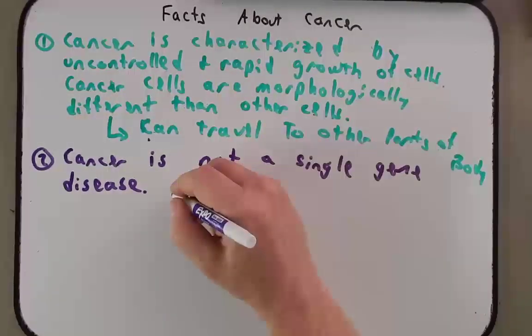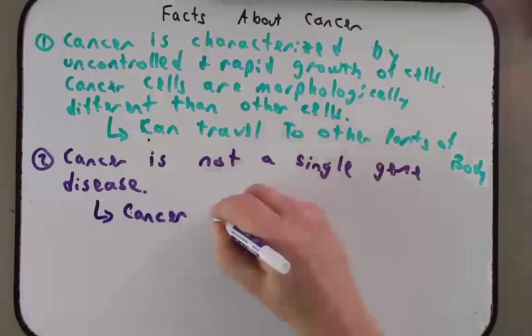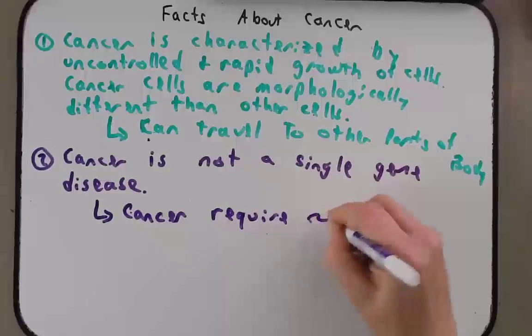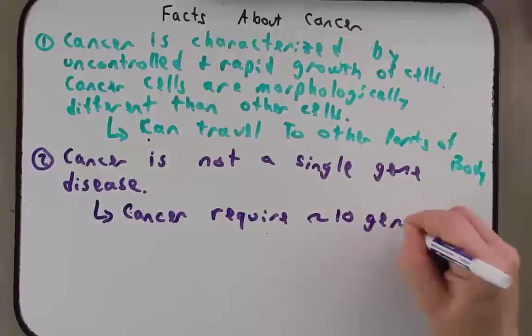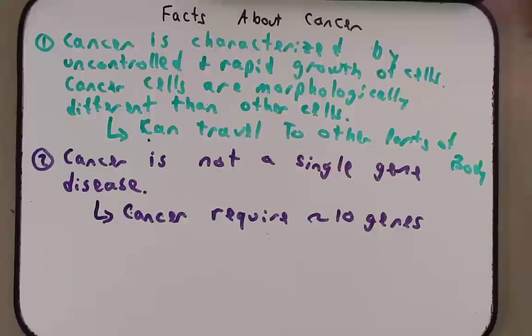Rather, we know that for cancer to form, we usually require approximately 10 different genes to be mutated. Because of that, we often think of cancer as a disease of old age, because it takes a while to accumulate 10 different mutations. Unfortunately, we all know that kids and even babies sometimes get cancer. So it's not always a disease of old age, but it often is because of the time it takes to accumulate 10 different mutations in the same cell.